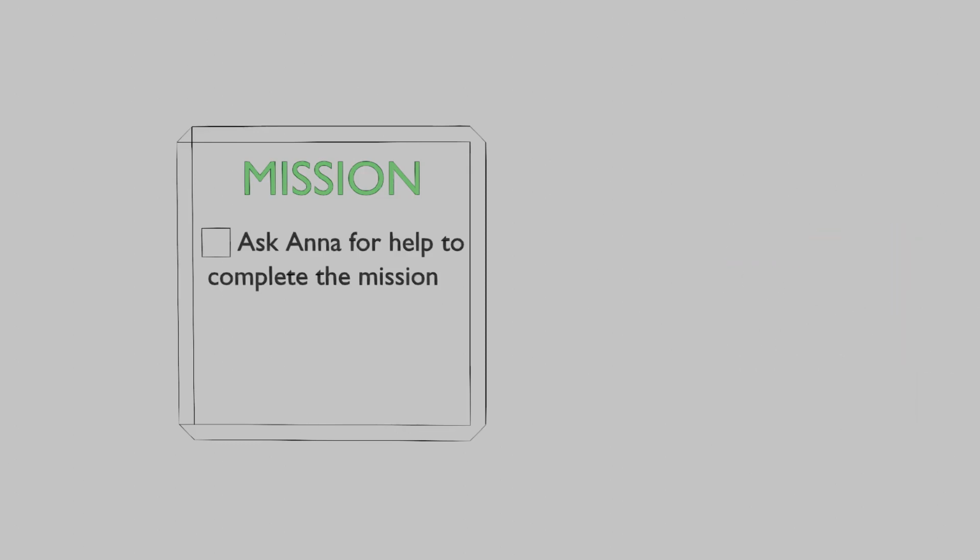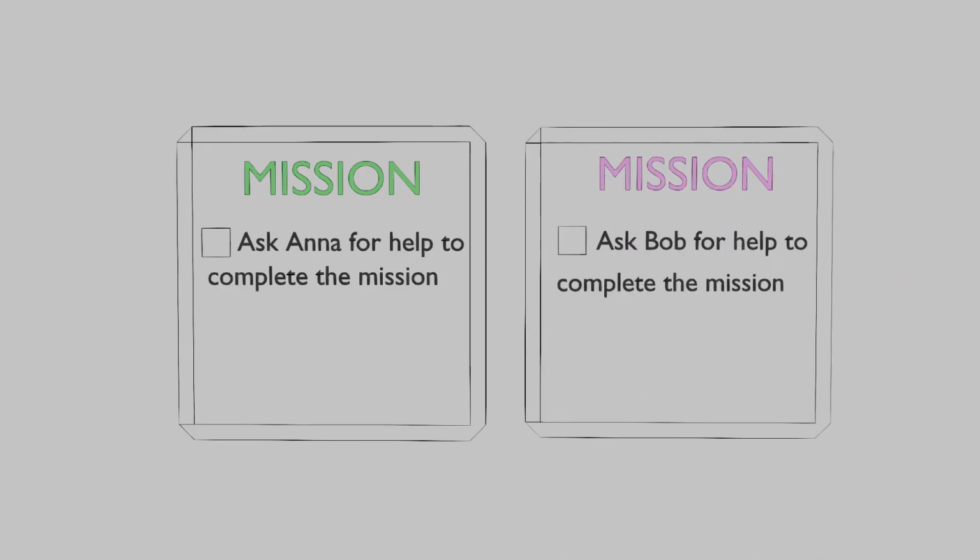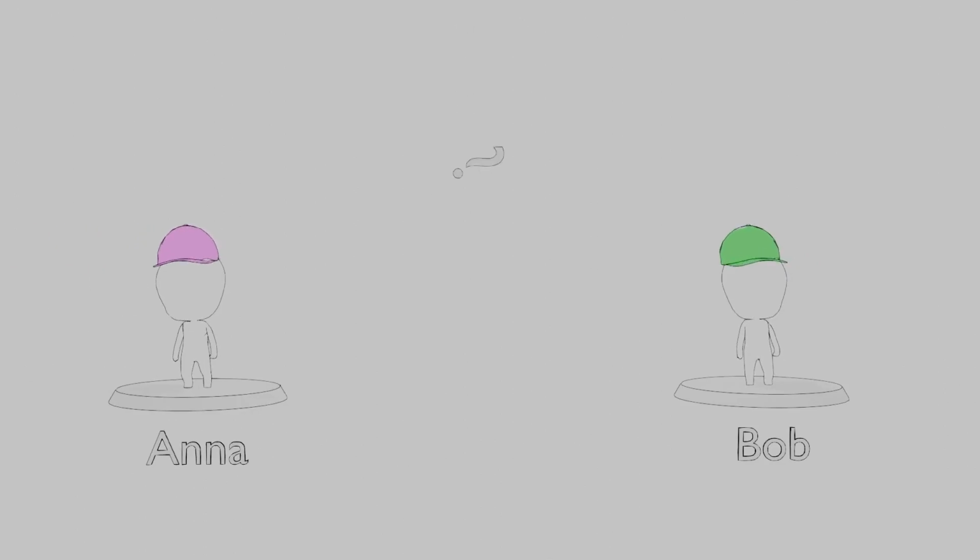This creates a problem. Anna can't complete her mission without Bob, and Bob can't complete his mission without Anna. They are stuck in this mutual dependency. You might be wondering, why can't Anna just ask for help and then help Bob? This happens because each one depends on the other to start. They are in a cycle of dependency that can't be easily broken.